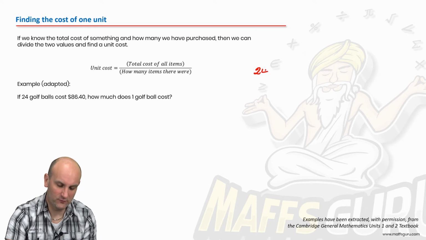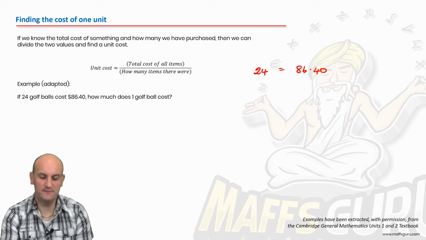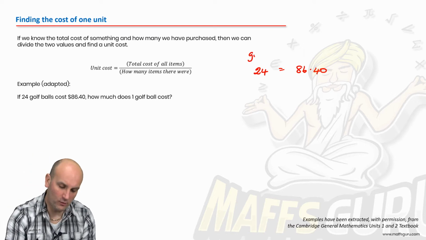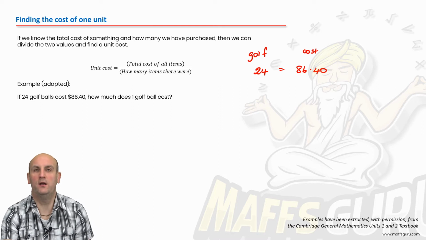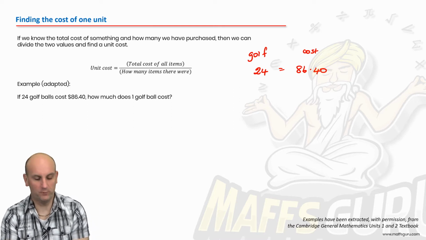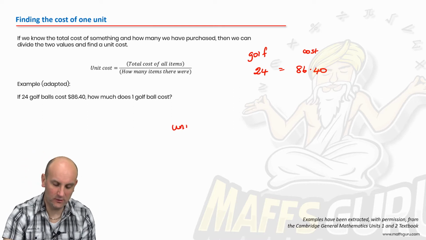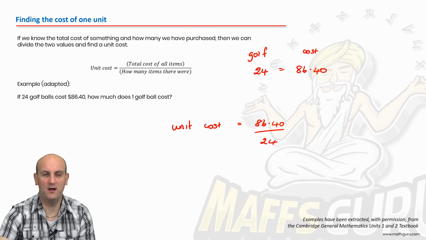Okay, so I've got 24 golf balls giving me $86.40. How much does it cost? And I'm going to write up here golf, and I'm going to write up here cost. How much does one golf ball cost? Awesome. Well, looking at my thing there, it says unit cost is equal to the total cost of all the items, $86.40, divided by how many items there are, 24.